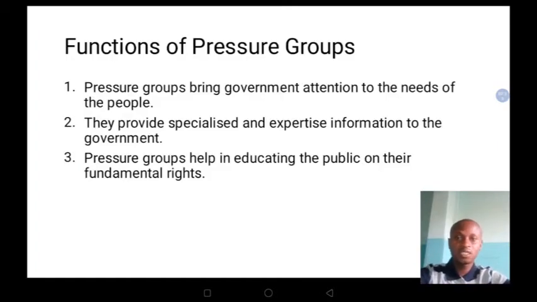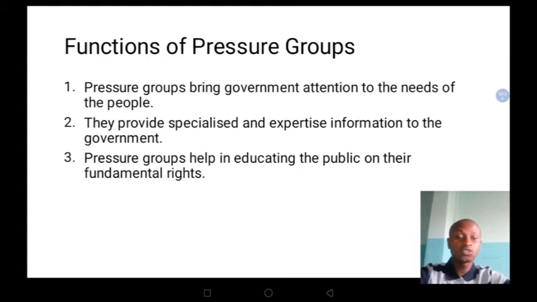Now let's see the functions of pressure groups. The first one here says that it brings government attention to the needs of the group. Through those activities that we mentioned, trying to influence government policy, trying to call the attention of government to their interest, to the need of their members, to the need of the general public. So government will get to know that these people are in need of this, this is their interest, and government will meet it. So it's an important function of pressure groups.